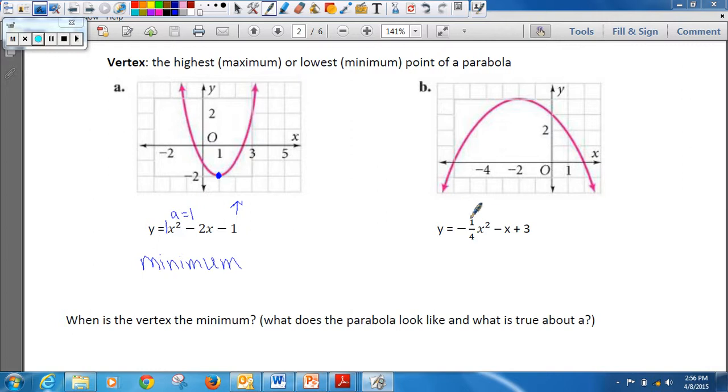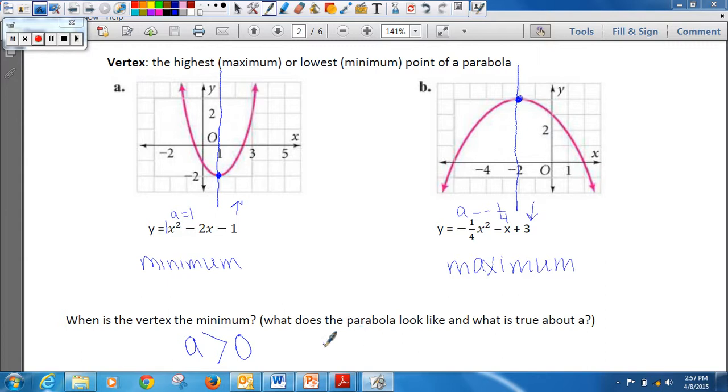Over here, my a is equal to negative 1/4, so it opens downward, which means my vertex here would be the maximum because it would be the top. The other thing you will want to notice about the vertices is that the vertex always lies on the axis of symmetry. Here it says, when is the vertex the minimum? The vertex is the minimum when a is a positive number, so when a is greater than 0.